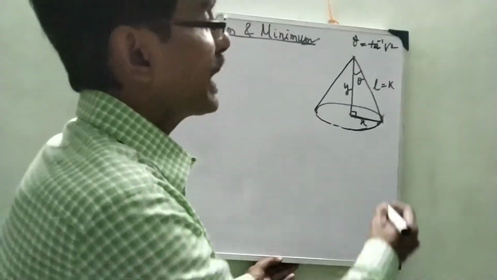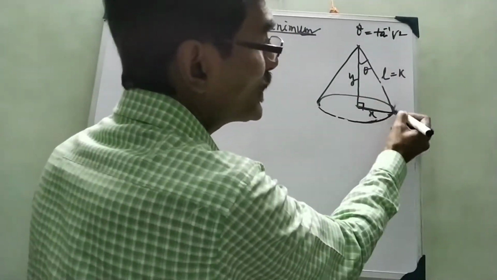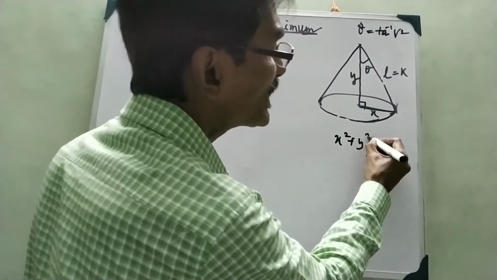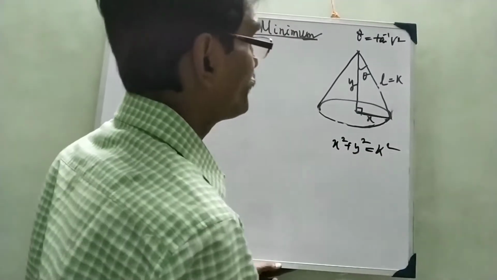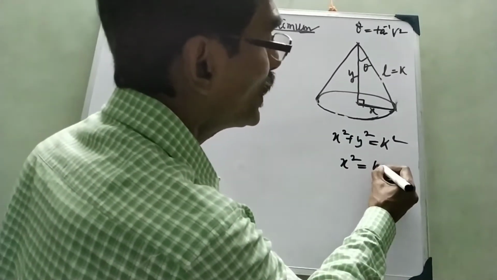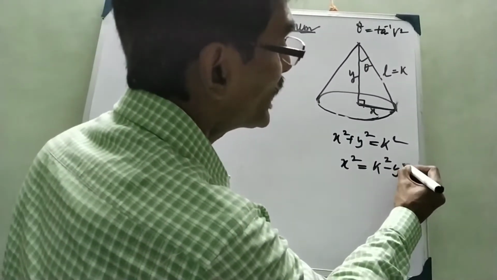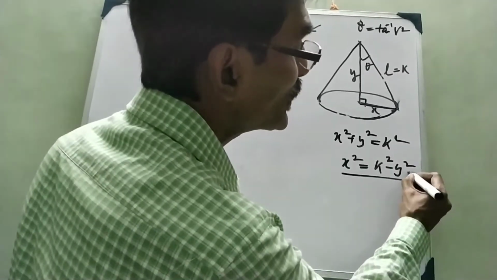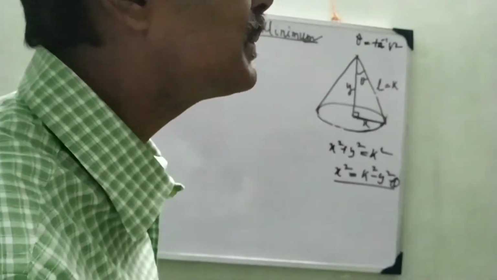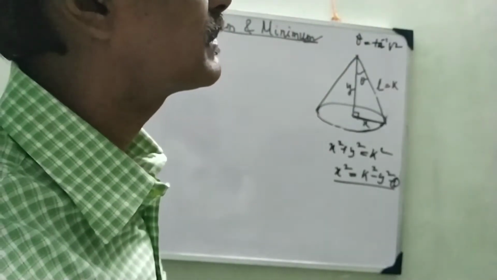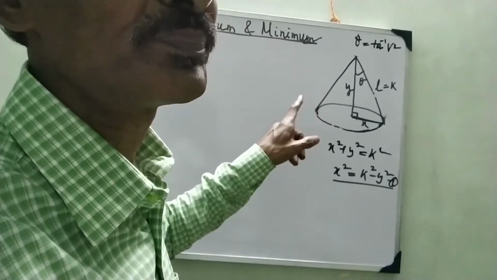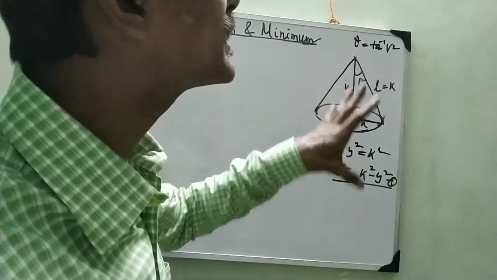Now, by Pythagoras theorem, the relationship between the variables is x square plus y square equal to k square. We can make any one the subject, like x square equal to k square minus y square; call this equation number 1 and leave it. Now in the question, what is the main function? The question asks for maximum volume, so volume is the main function.